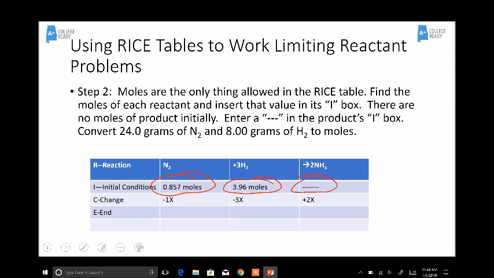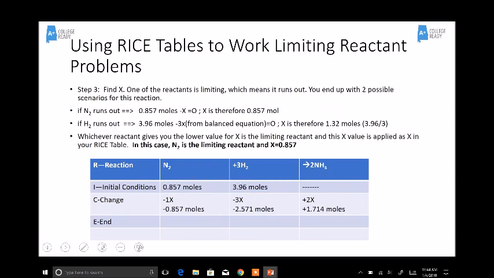Step 3 is to find X. Remember, one of the reactants is going to be the limiting reactant, which means we're going to run out of it. And we're going to have leftover amounts of the other reactant. There's two possibilities for this. If nitrogen runs out, then 0.857 moles minus X is going to be 0. That means all the moles of nitrogen are used up. Therefore, X would be 0.857.